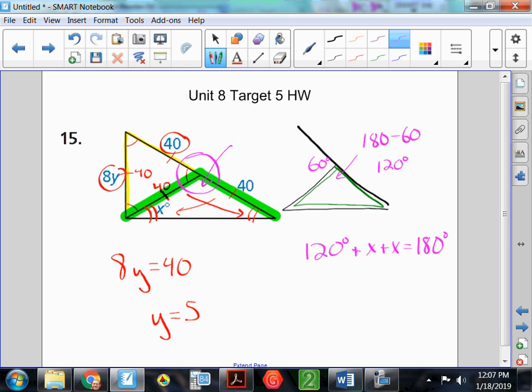If I subtract 120 from both sides and I combine the x's, 2x equals 60 degrees, and dividing by 2 results in x equals 30 degrees.